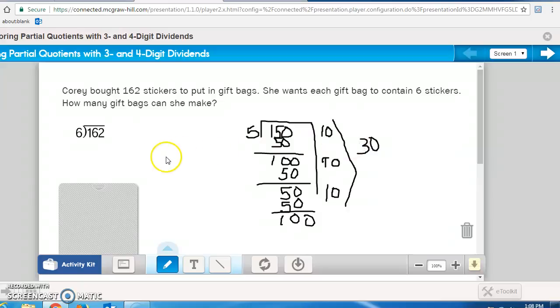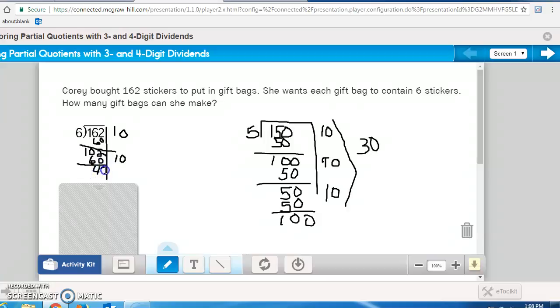Or you could ask yourself, are there at least 10 groups again in 162? Well, yes. So we could do that to find out our real answer. Again, we subtract 60, and I come up with 102. Can I get another group of 10 of 6 out of 102? Yes. So I'd write that down. I multiply back, and again, I subtract.